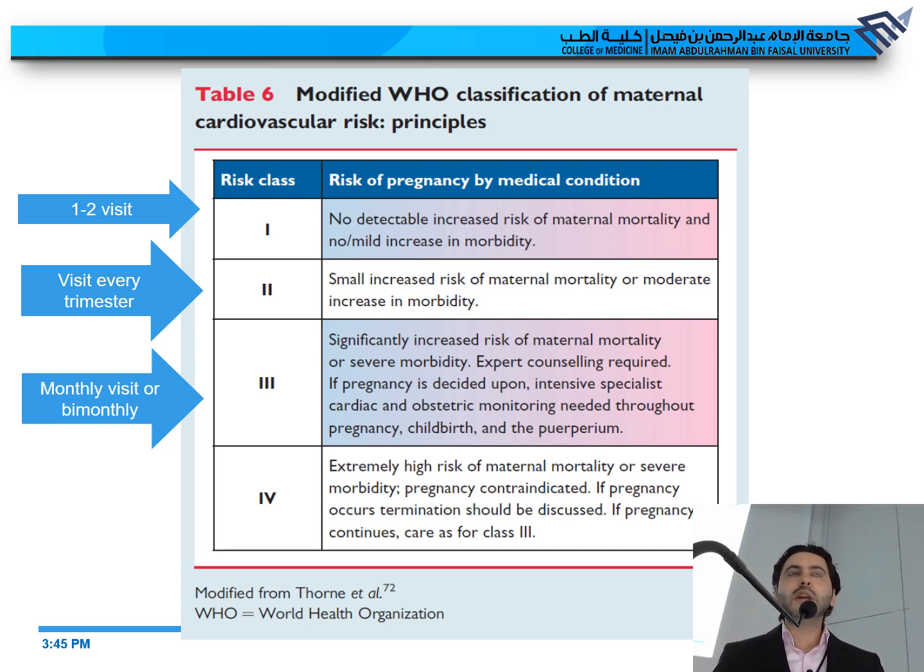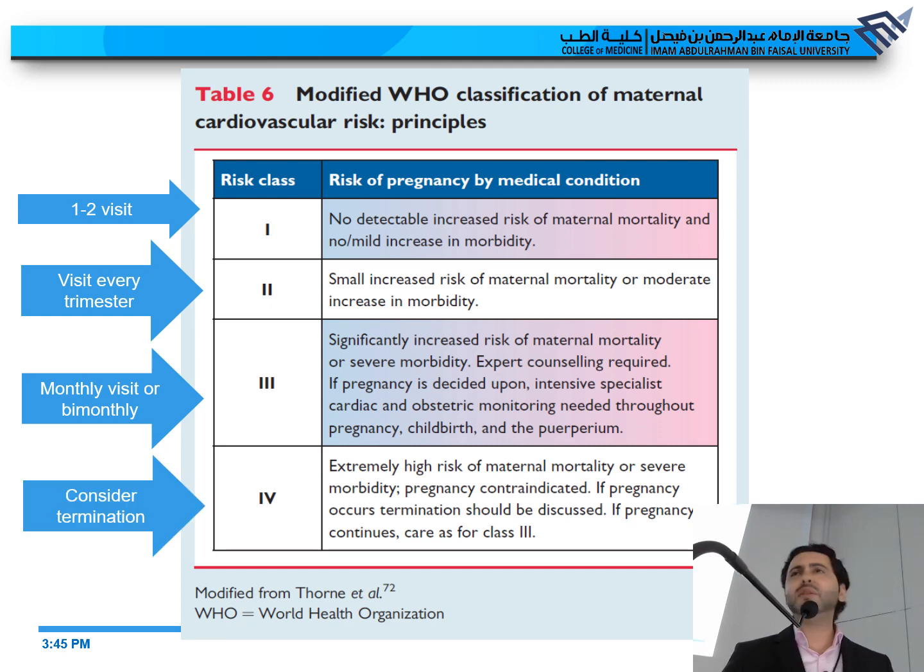Class 4 is those ladies who should not continue their pregnancy. We should consider termination of the pregnancy, and it is contraindicated to start with. This is why counseling prior to pregnancy and even marriage is very important. So if a lady is coming to you in the cardiology clinic and you are following her for years and she's getting married, you have to tell her the risk of getting pregnant. But they don't listen anyways.